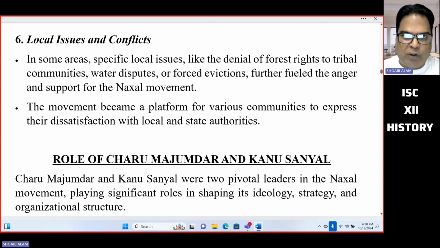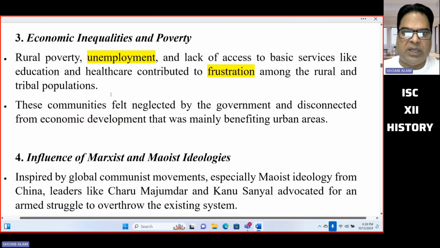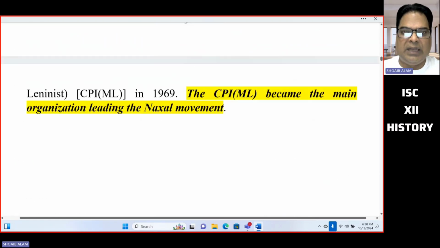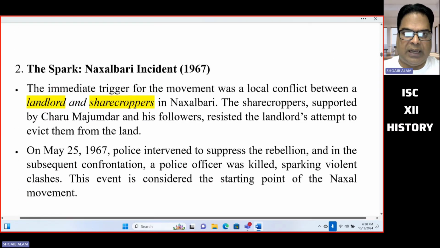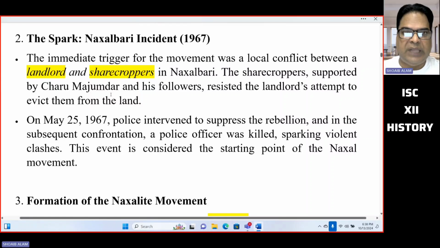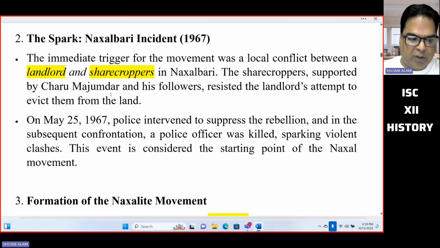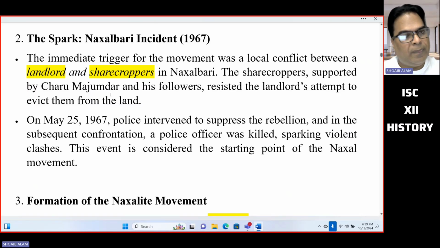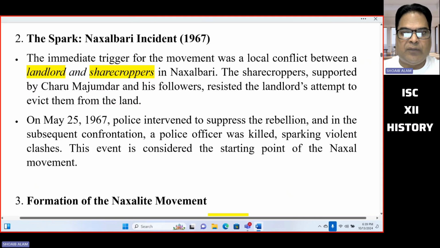Now, let us move on to the place from where this Naxal movement gained momentum. You can see here: the spark, the Naxalbari incident. As I told you, Naxalbari is a small village in West Bengal which falls under Darjeeling district. The immediate trigger for the movement was a local conflict between landlords and sharecroppers.